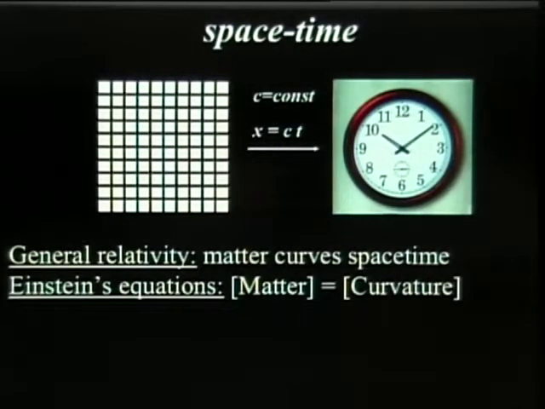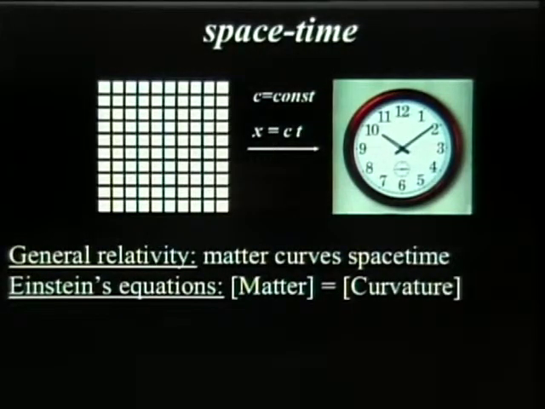And in the equations that he wrote, matter curves space-time, and then the curved space-time tells matter how to move. Einstein's equations describe how matter on the right-hand side of the equation produces curvature of space-time on the left-hand side of the equation.